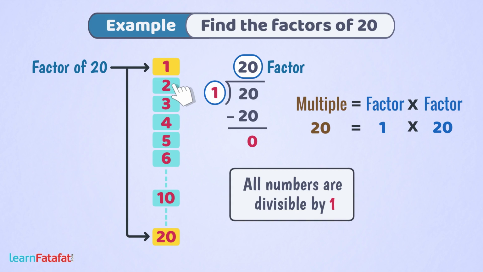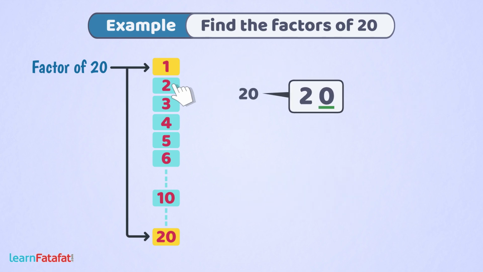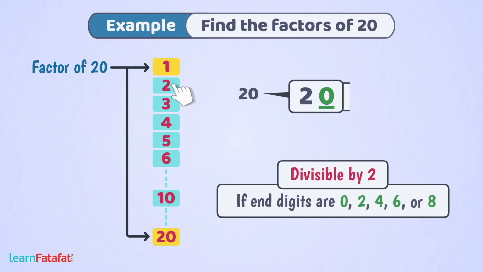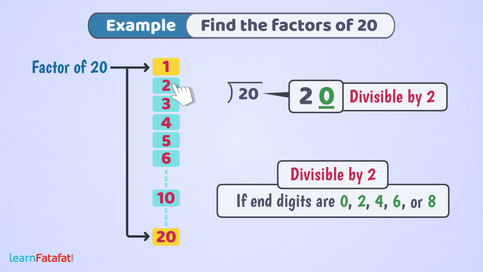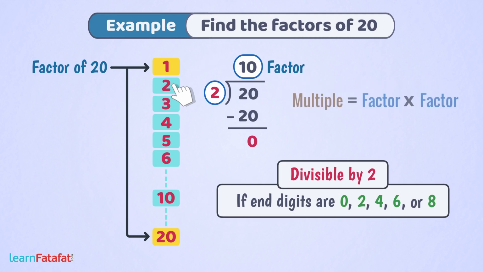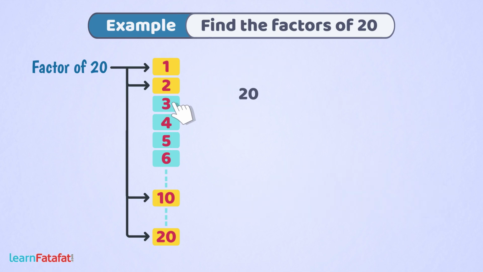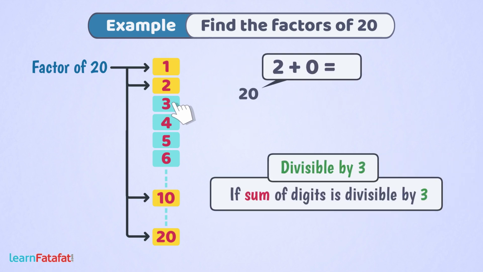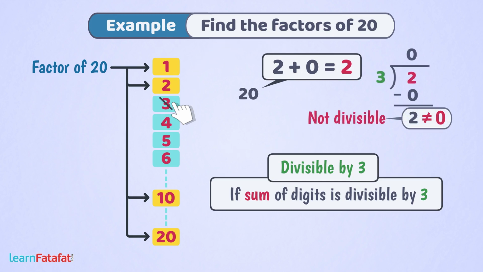Next, we take number 2. Since the units place digit of 20 is 0, according to the divisibility rule, 20 must be divisible by 2. Therefore, 20 divided by 2 equals 10. This is another factor. In product form, 20 equals 2 multiplied by 10. Here, 2 and 10 are factors. Next number is 3. According to the divisibility rule, the sum of digits is 2, which is not divisible by 3. So 20 is not divisible by 3. Let's leave it.